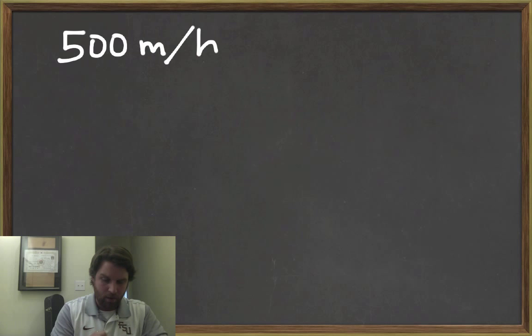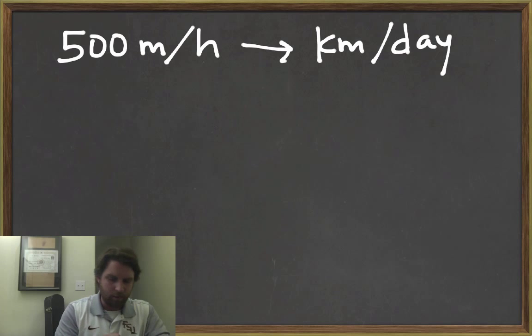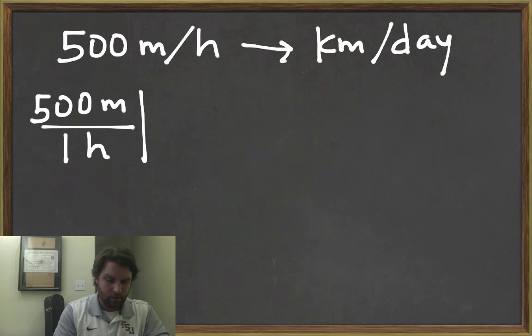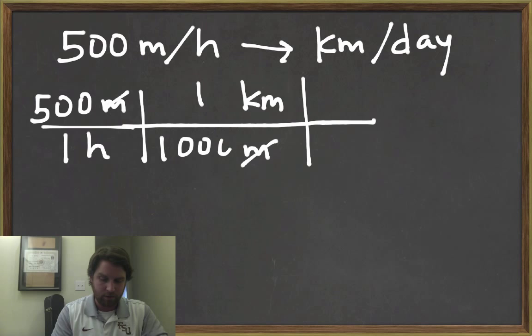All right, I'm going to do one more example. Let's say I have an object that is traveling at 500 meters per hour, and I want to figure out how many kilometers it is going to travel per day. This is pretty easy. You set up your proportion again: 500 meters in 1 hour. You can convert anything you want, but I'm going to start with kilometers to meters. Meters will go down here because I want to cancel out, and kilometers will go up here. I know 1 kilometer has 1,000 meters.